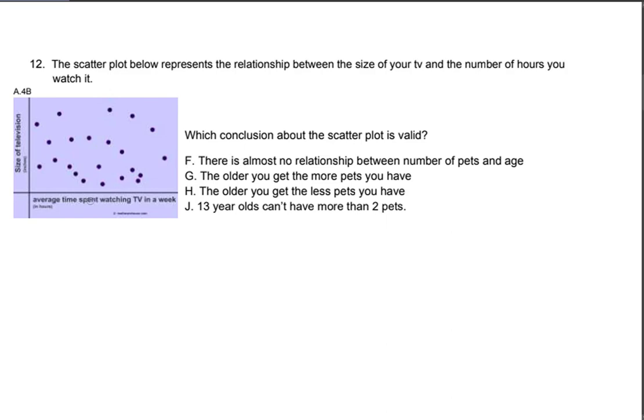So average time spent watching TV in a week, studies television. There's almost no relationship between number of pets and age. Okay, I think this graph is not the right graph for this, but this would be the one if it was talking about TVs. There's no relationship between the TV and the size of the television. Obviously, there used to be a different graph here. The older you get, the more pets you have. That is not what we're seeing in the data. The older you get, the less pets you have. No, and at 13 years old, you can't have more than now.